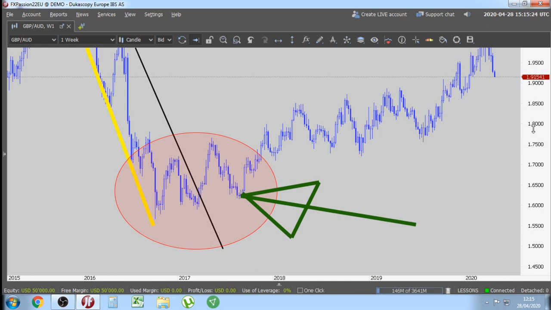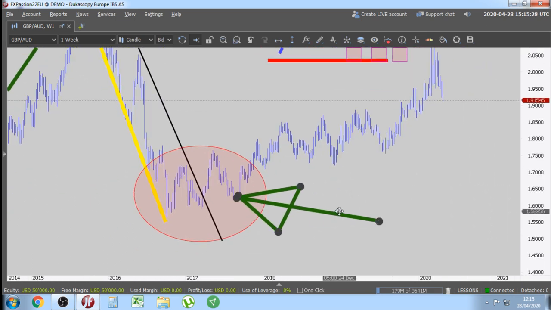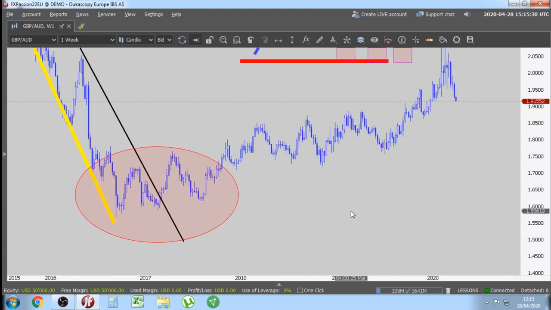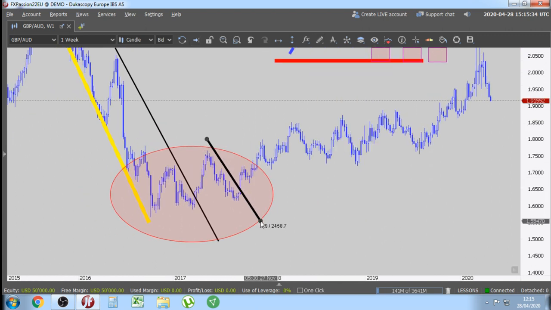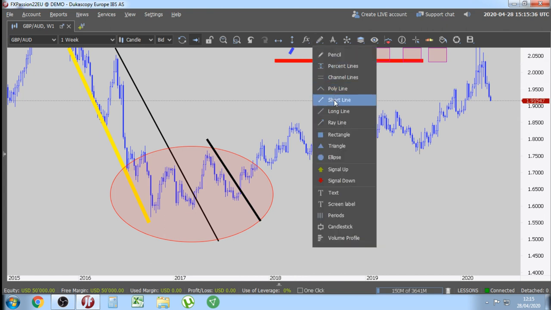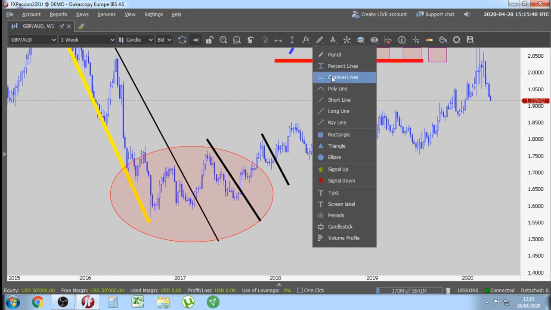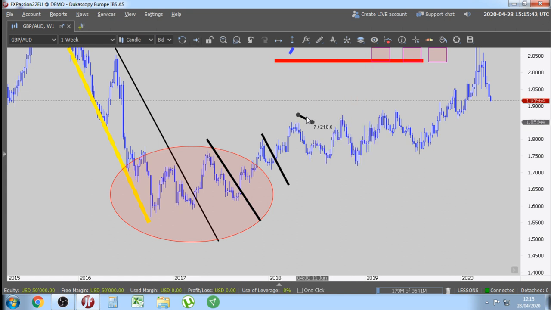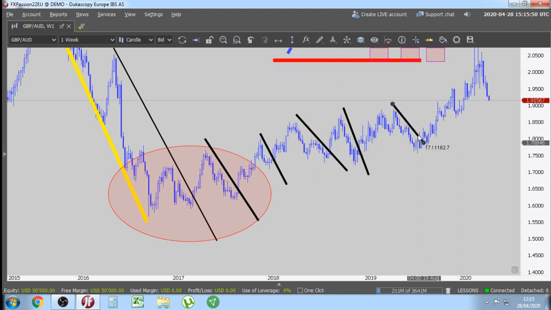So this is structure, everybody, and on the weekly chart, where is the trend's counter trend line break? Here was an opportunity to enter on the GBP AUD. Here was an opportunity to enter on the GBP AUD, and again here. Right? Here was an opportunity to enter on GBP AUD.